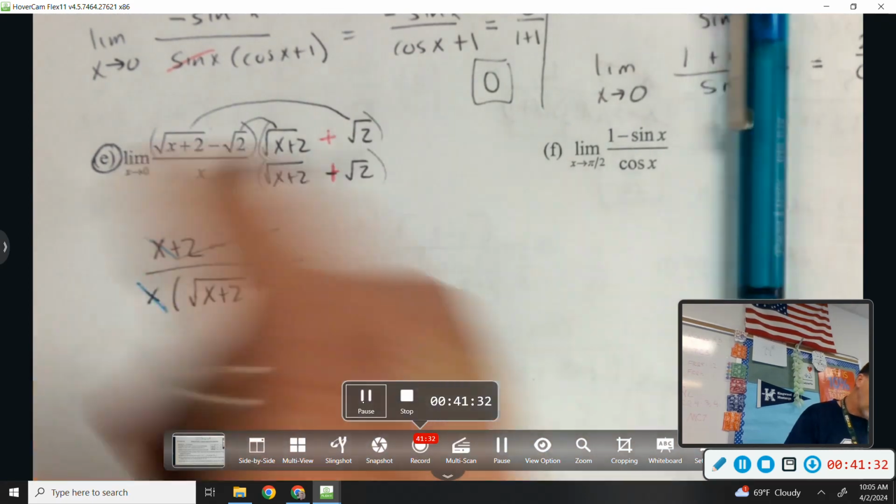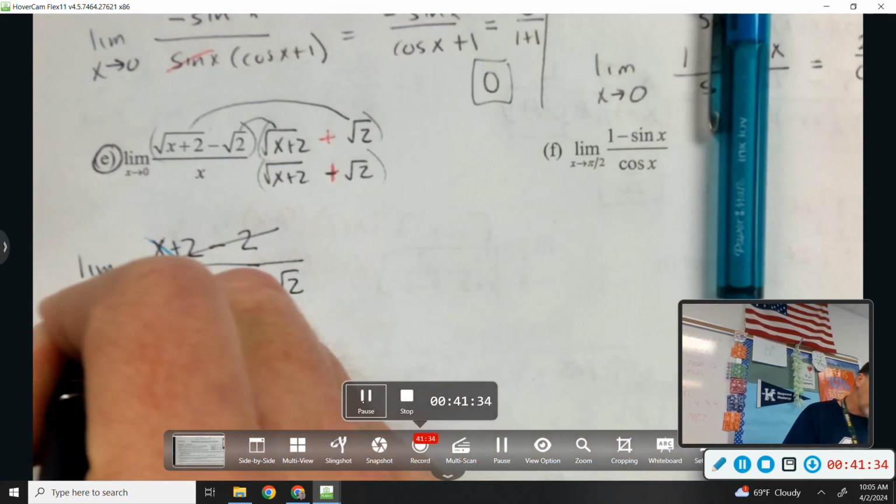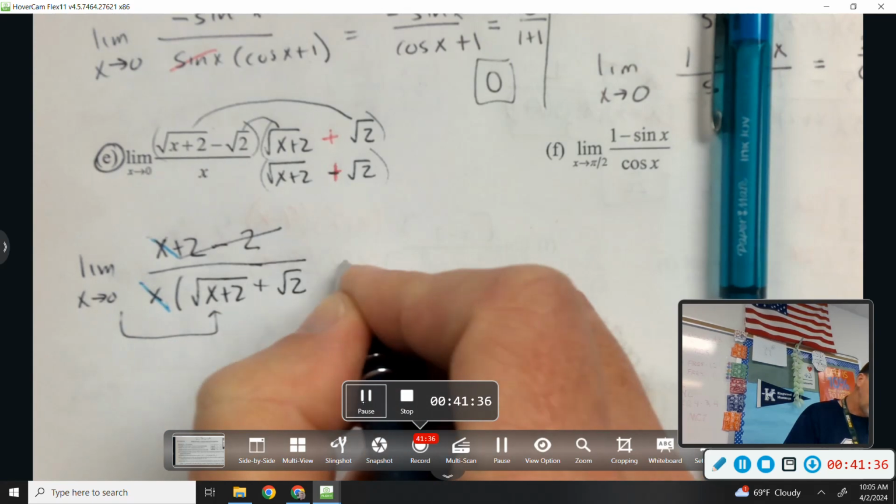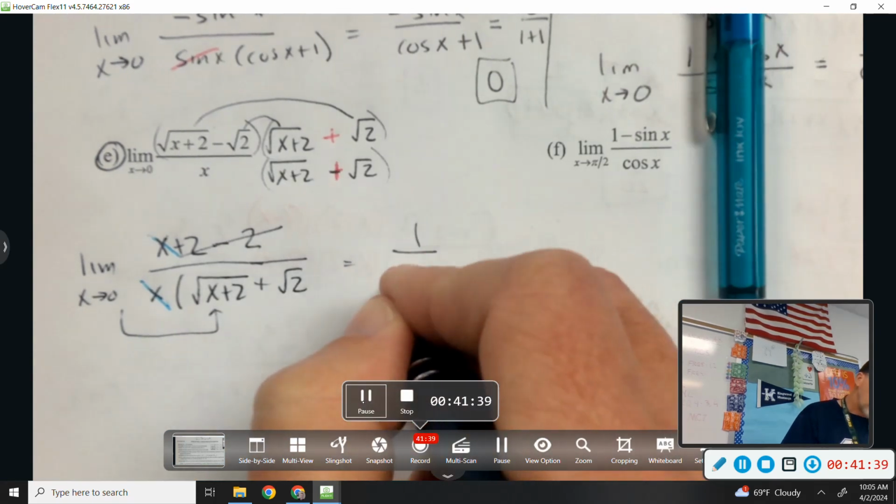And now I get to try again with my substitution. So that would be 1 over root 2 plus root 2.